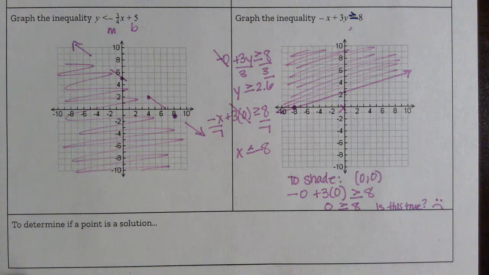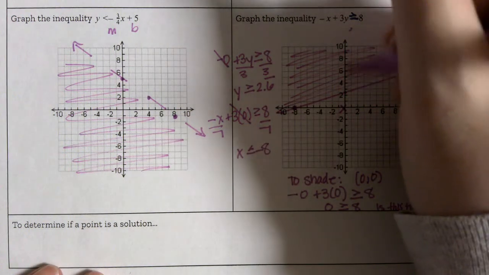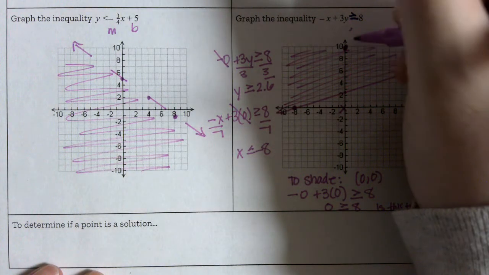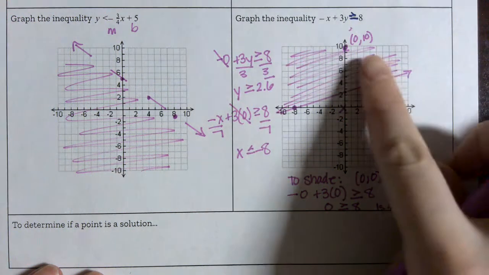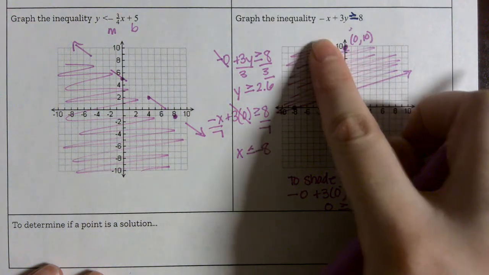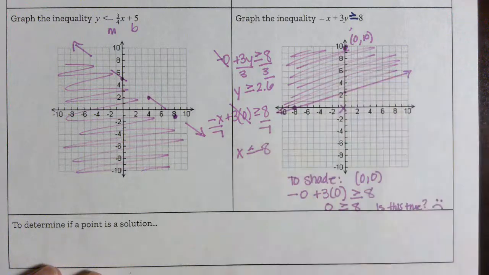If you wanted to double check your work, you could pick a point that is somewhere in the shaded area, like 0, 10. If you plug that in, you will see that that is true, and this whole side should be shaded.